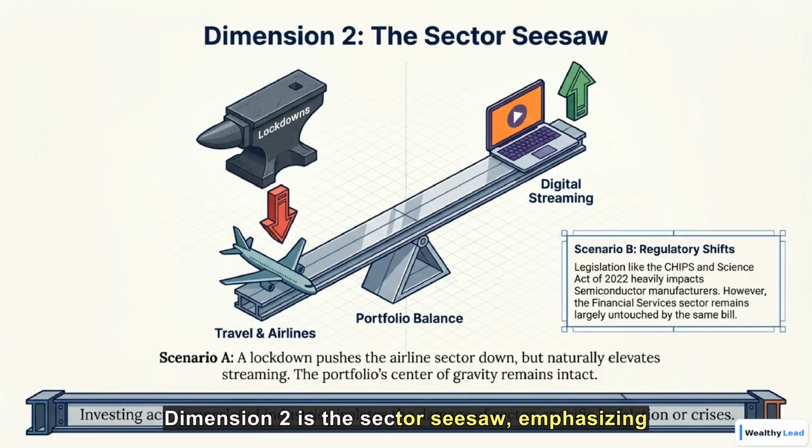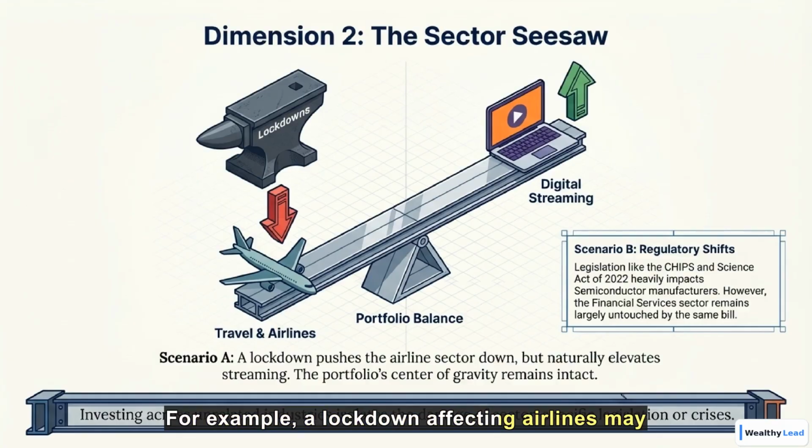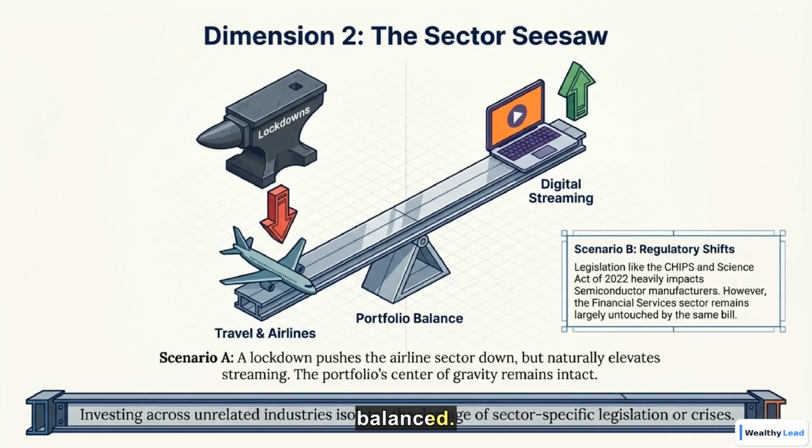Dimension 2 is the sector seesaw, emphasizing investment across unrelated industries. This isolates the damage from sector-specific crises. For example, a lockdown affecting airlines may elevate digital streaming, keeping the portfolio balanced.